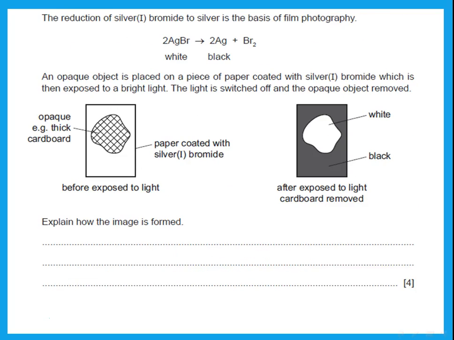Okay, the reduction of silver bromide to silver is the basis of film photography. An opaque object is placed on a piece of paper coated with silver bromide, which is then exposed to a bright light. The light is switched off and the opaque object removed. Remember that on the film we have silver ions, and we said the silver ions are white. It gives the paper a white color. Now, any part of this that is exposed to light will gain electrons and become silver, so it becomes black. A part that is not exposed to light will remain white because it remains silver ions.